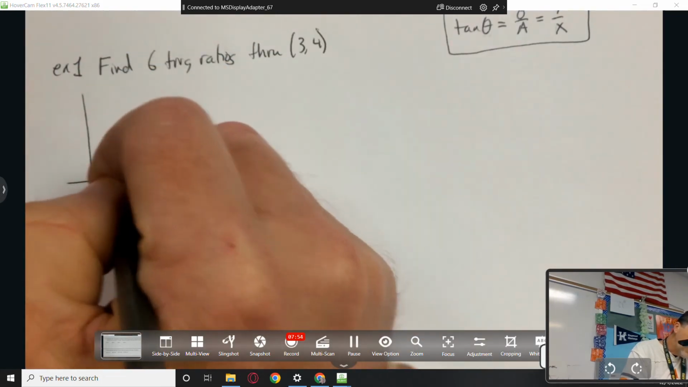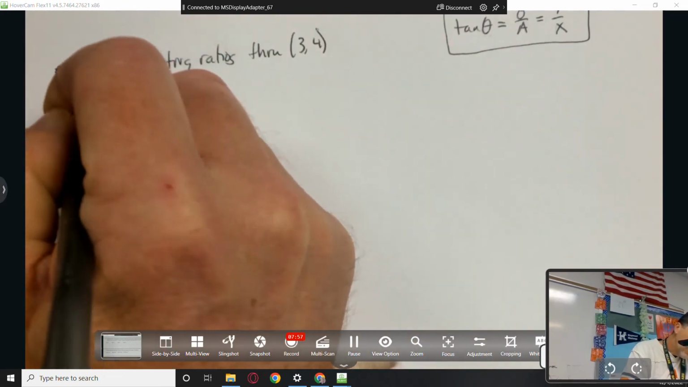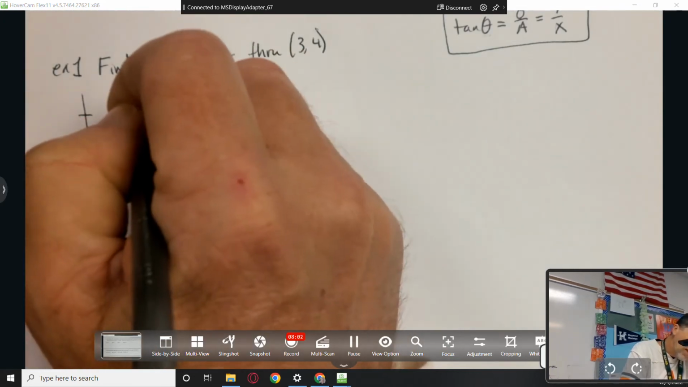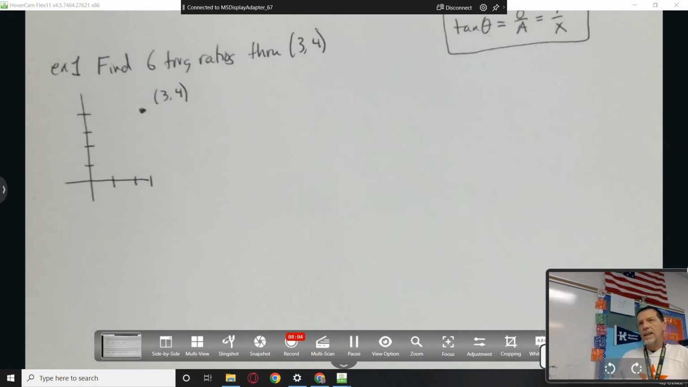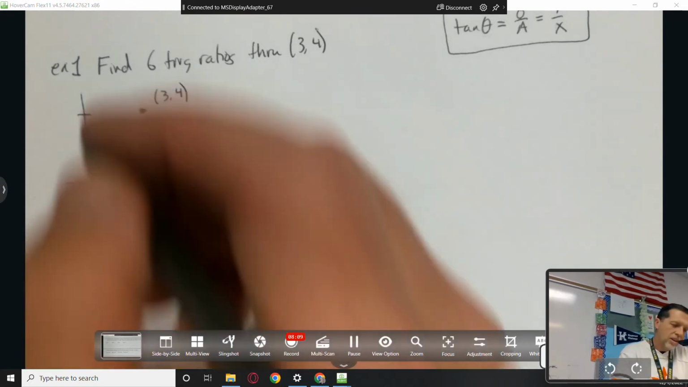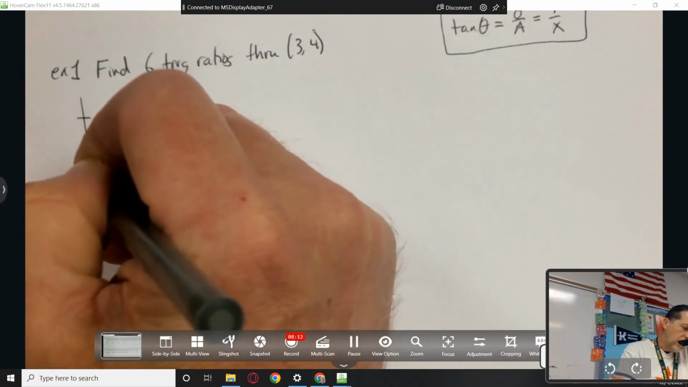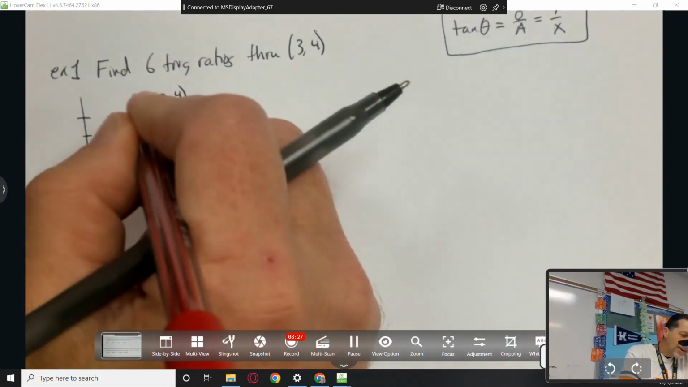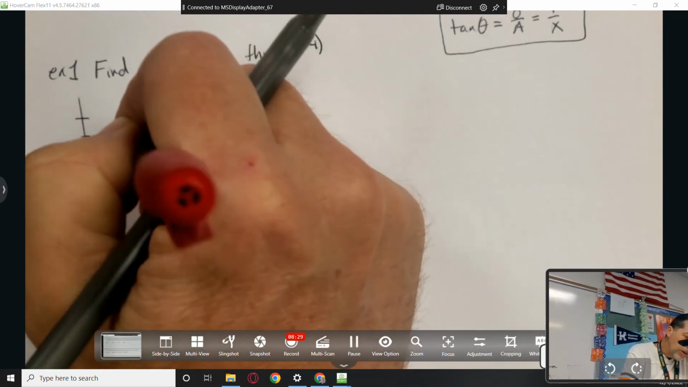Let's plot 3, 4. And again, basically we're turning our point into a triangle, and then we'll just use SOHCAHTOA. So we connect it to the origin just to make the hypotenuse, or to make the r. Now, do I want to connect it to the x-axis or the y-axis to finish the triangle? Always, always, always x. Even when it's closer to y, always, always, always connect it to the x.